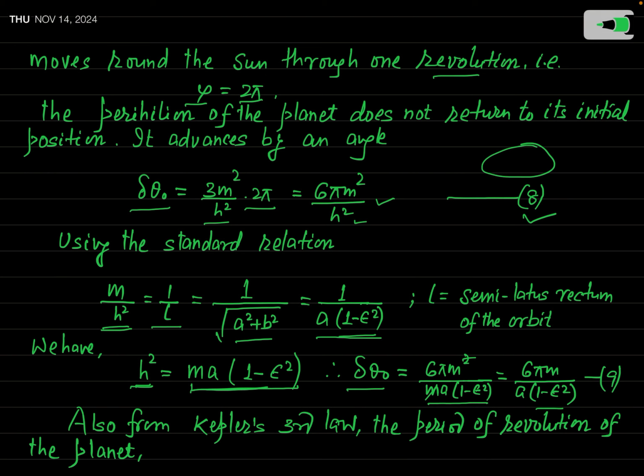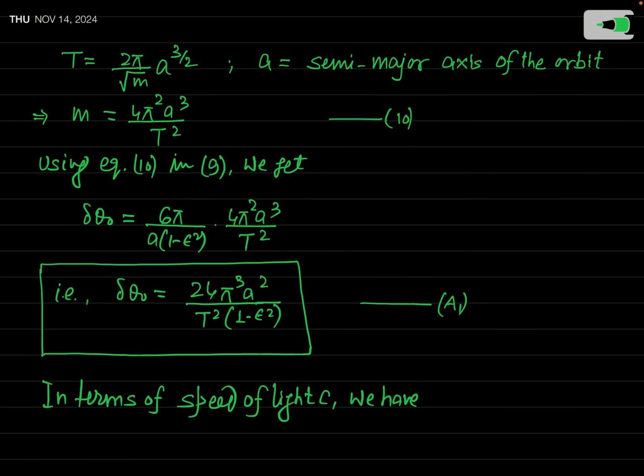Now, you have studied Kepler's problem and the third law of Kepler's planetary motion. According to the third law of planetary motion, you know the square of the period of revolution of a planet is proportional to the cube of the semi-major axis, and therefore the period of revolution t is given by 2 pi over square root of m times a to the power 3 by 2. Here 2 pi by root m is in place of the proportionality constant. And so from here you can find the value of m, this is 4 pi square a cube divided by t square.